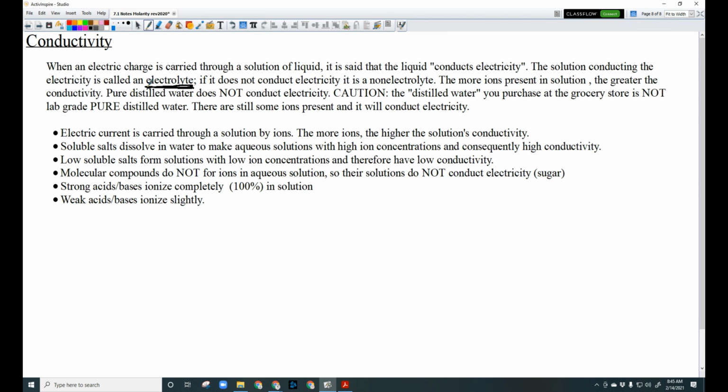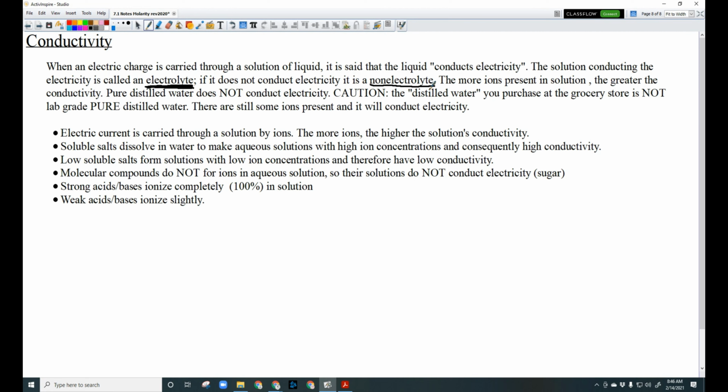And you've heard that word electrolyte before, because drinks like Gatorade contain ions, like calcium and magnesium, so that it helps the electrical functions, the electricity that your body normally uses to function. It allows it to go through your body. So if it does not conduct electricity, then it's a non-electrolyte. Okay, and the more ions that are present in solution, the greater the conductivity.